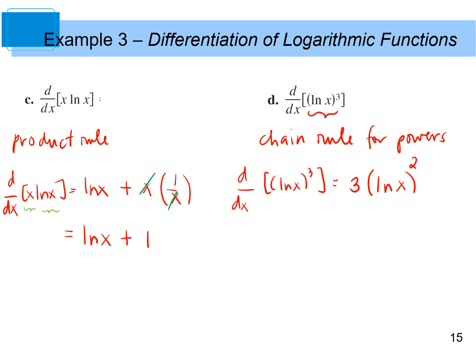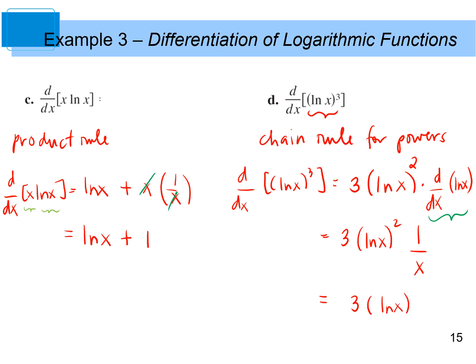And again, according to the chain rule for powers, we have to multiply this with the derivative of the base, and our base is ln of x. So continuing, we have 3 times ln of x quantity raised to 2. Now the derivative of ln of x, again applying our definition, is equal to 1 over x. So let's just rewrite this. We have 3 ln of x quantity raised to 2, all over x.